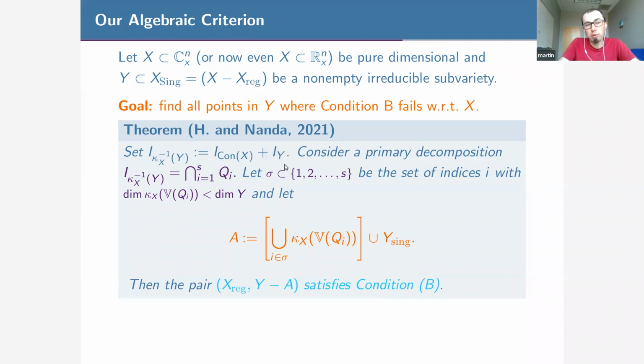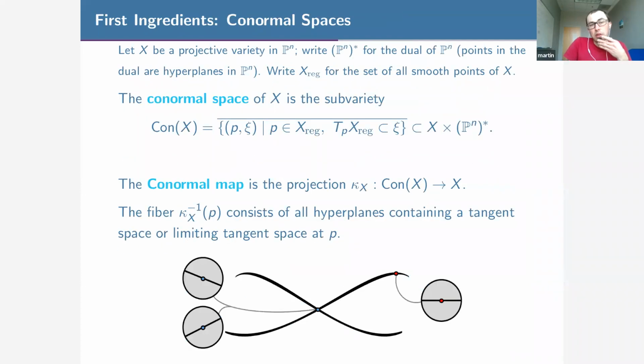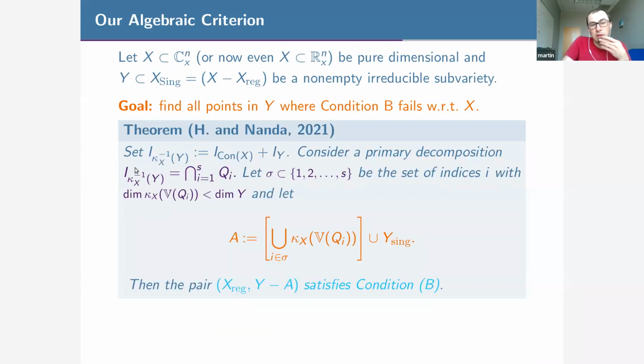And then what we want to do is take a primary decomposition of this ideal. And that's going to give us a bunch of primary components in this product of projective spaces. Or geometrically speaking, remember if we go back to this thing, our conormal space is in a Pn cross Pn dual, right? So this ideal is in the coordinate ring of Pn cross Pn dual, so in twice as many variables. And we'll take a primary decomposition there.